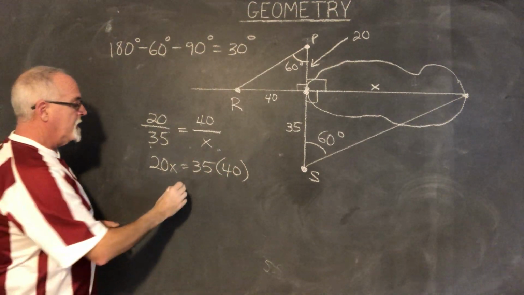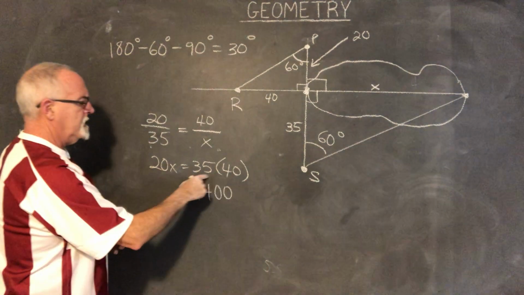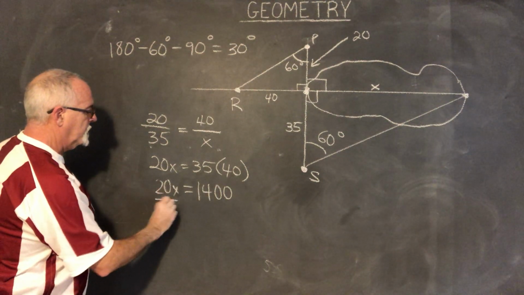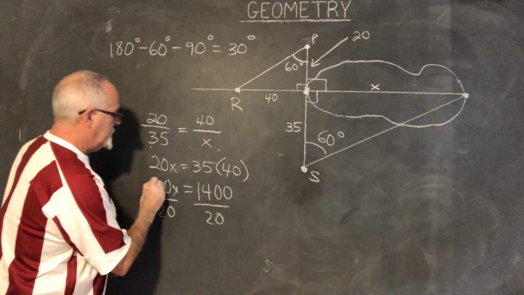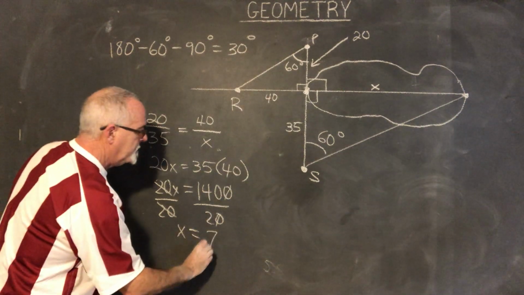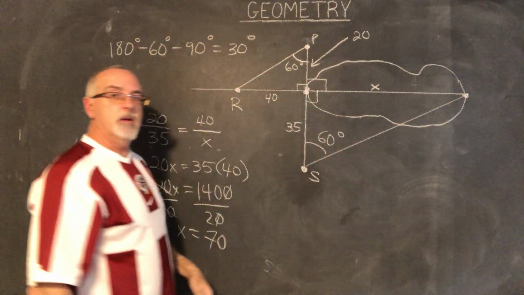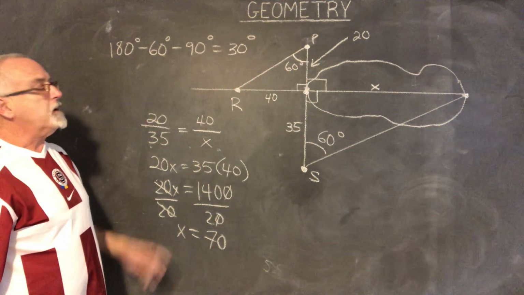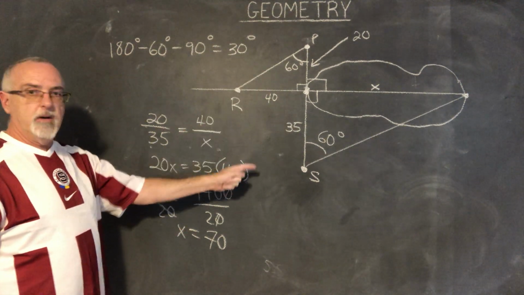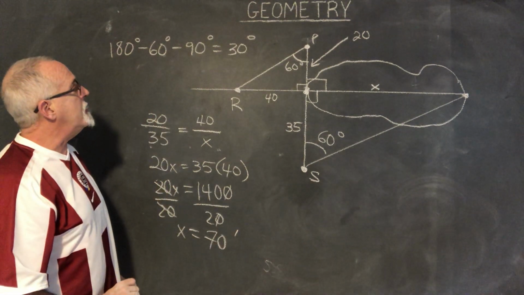Cross multiplying, 35 times 40, that's 1400. 10 times 35, 350, 4 times that, 700, yes, 1400. 20x equals 1400, divide both sides by 20, and x is equal to 1400 divided by 20, which is 70. So it turns out it's only 70 feet across that pond to that big house on the other side. My diagram is not perfect, but the situation actually would work, and it does not involve having to have a sunny day. That's the thing I like about it. 70 feet is my answer.